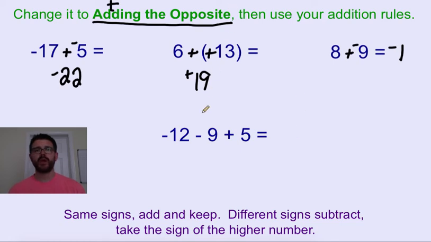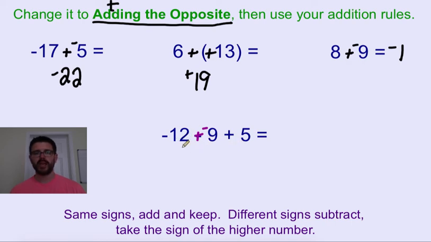Last one is just to remind you, when you're in a larger problem, whenever you see subtraction, we're going to rewrite it, but it only affects the number right next to it, not everything in the problem. So here, it'd be negative 12 plus negative 9, adding the opposite, but it doesn't change the 5 because the 5 was already adding. That's what we want. So we only rewrite the subtraction, not the addition.